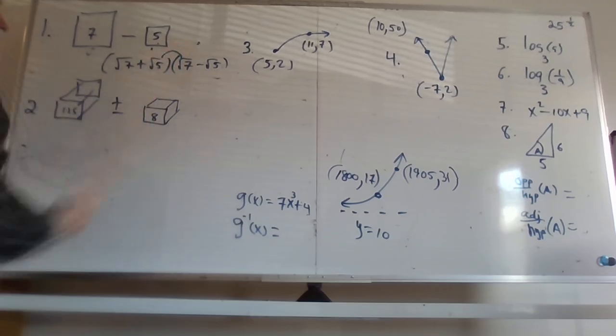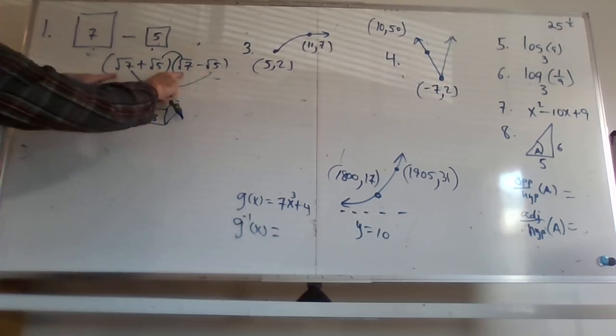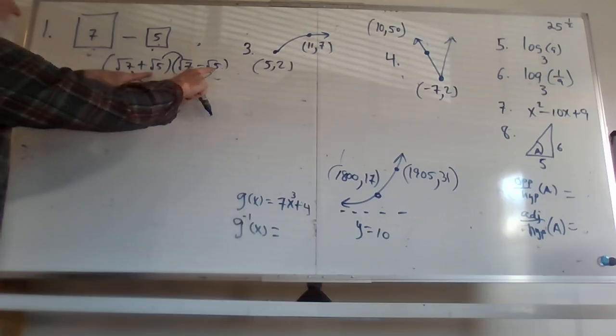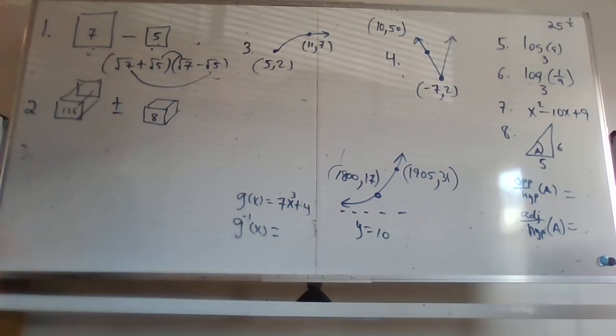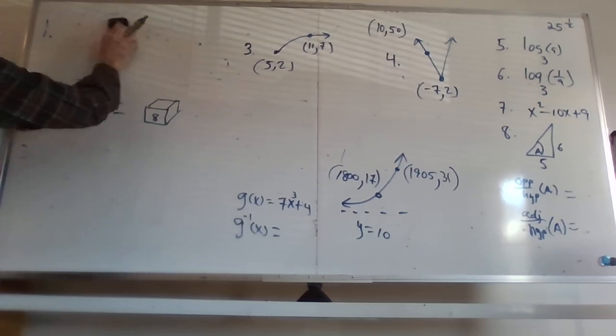So just putting some things in your head here. Middle terms cancel. And you get the square root of 7 times the square root of 7, which is 7, and the square root of 5 times the square root of 5, which is 5. We just started a discussion. It turns out you can do the same thing with cubics.